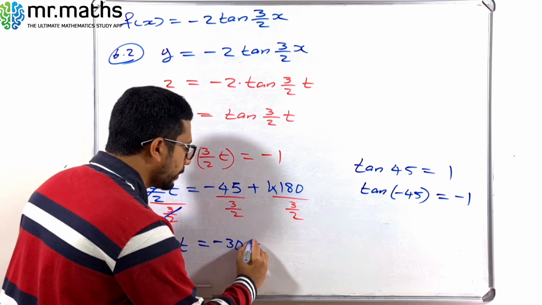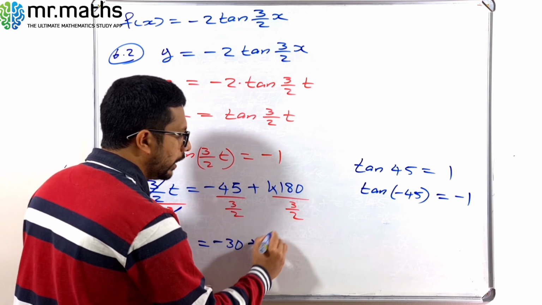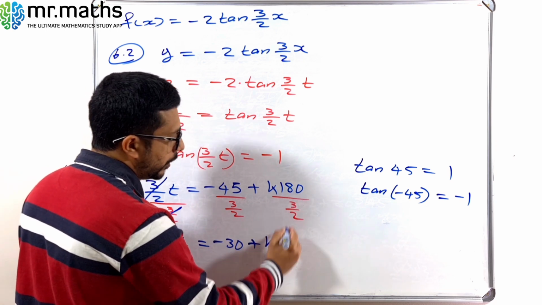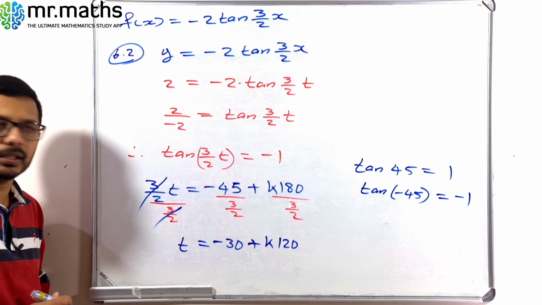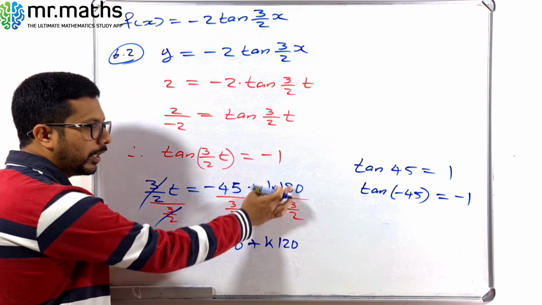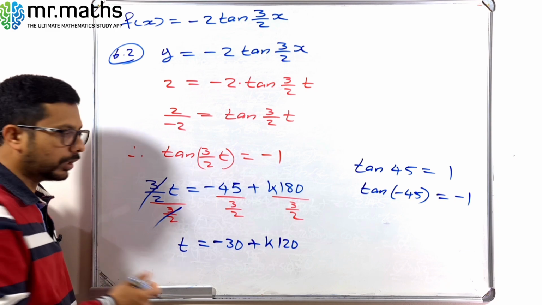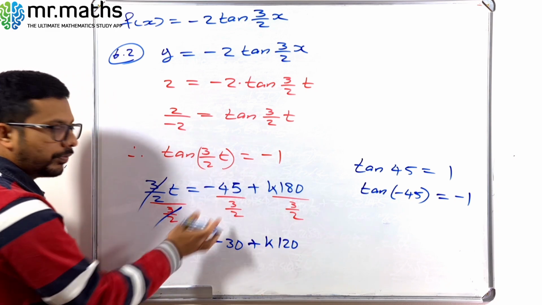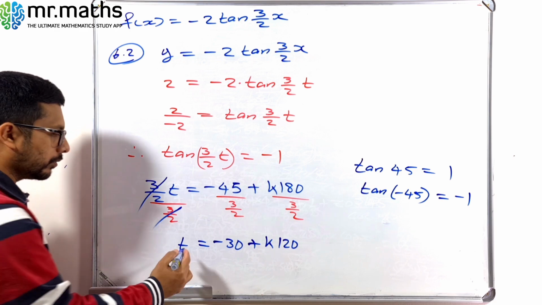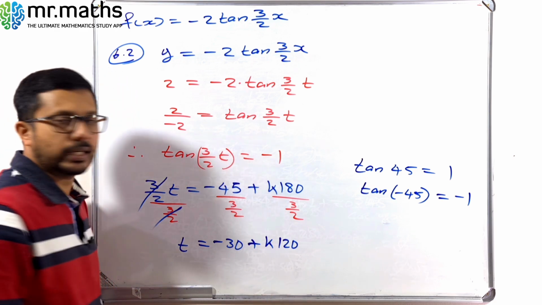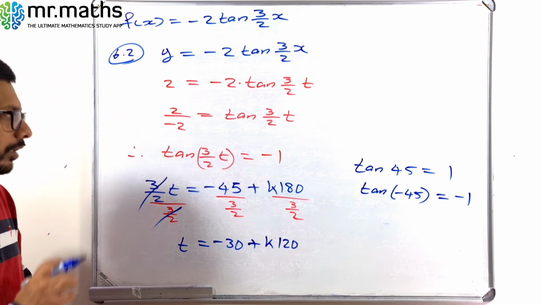Plus what about this one? K 360 divided by 3, that is 120. So don't worry, you can use your calculator, type exactly like this, 180 divided by 3 over 2. You will get 120. 45 divided by 3 over 2, you will get 30. So t is equal to minus 30 plus k 120. So that is one solution.